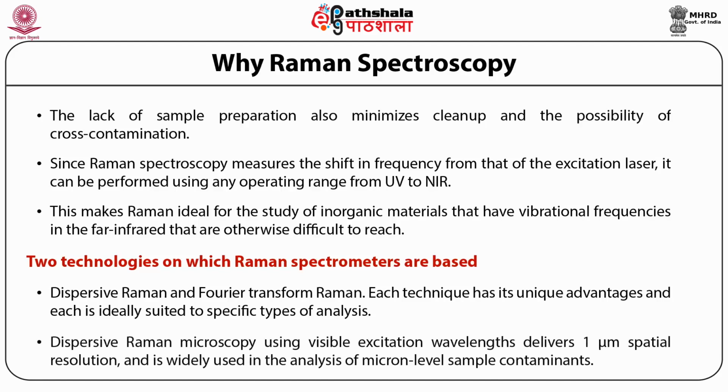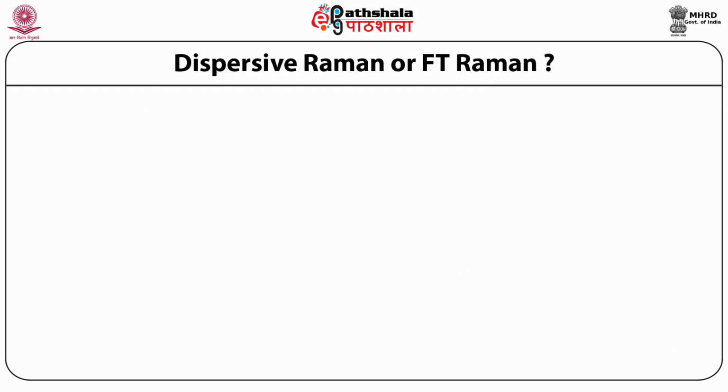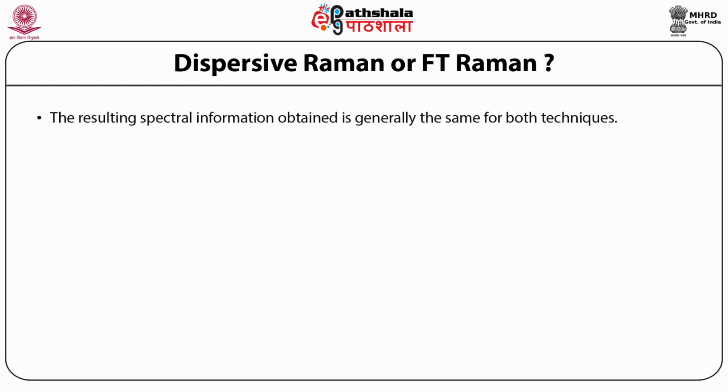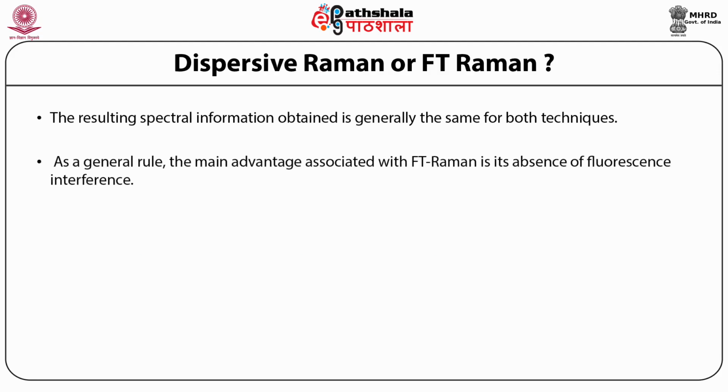Dispersive Raman microscopes using visible excitation wavelength deliver 1 micrometer spatial resolution and are widely used in the analysis of micron level sample contaminants. We will talk about Dispersive Raman or FT Raman. What is it actually? The resulting spectral information obtained is generally the same for both techniques. As a general rule, the main advantage associated with FT Raman is its absence of fluorescence interference.